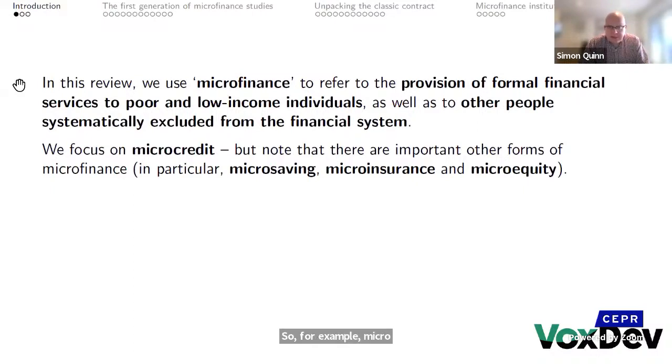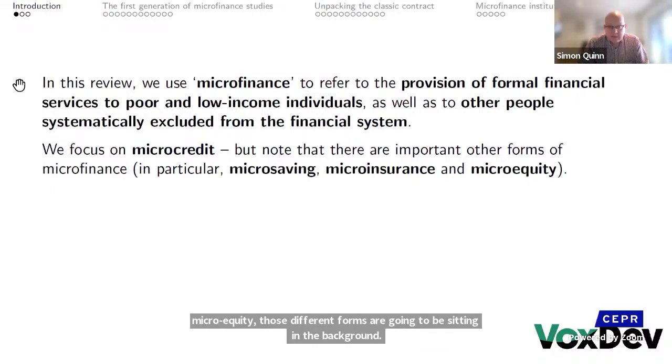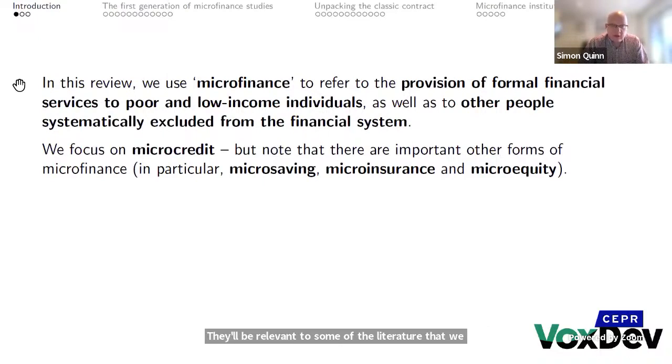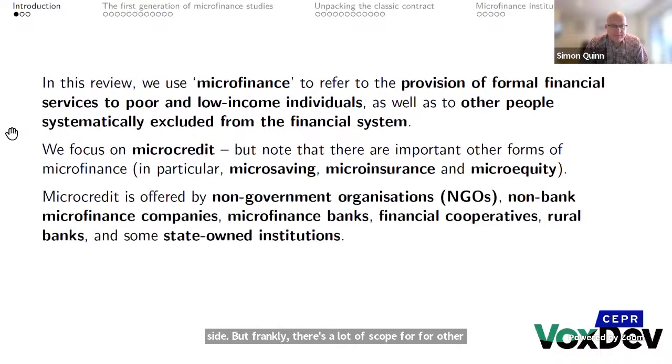Those different forms are going to be sitting in the background. They'll be relevant to some of the literature that we cite. But frankly, there's a lot of scope for other work, and indeed a lot of other work that has already been done on these other forms of microfinance.